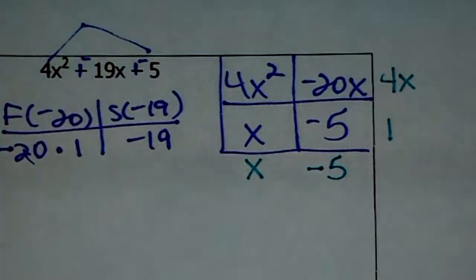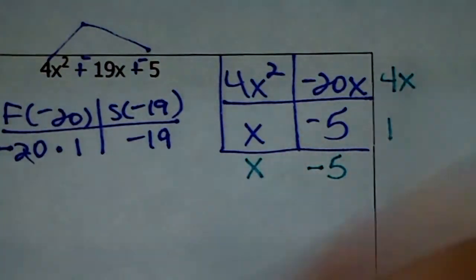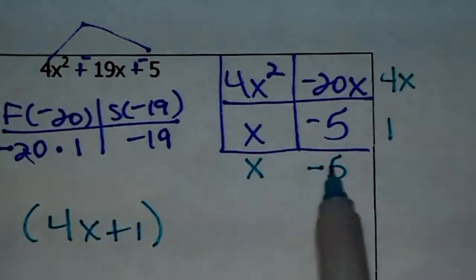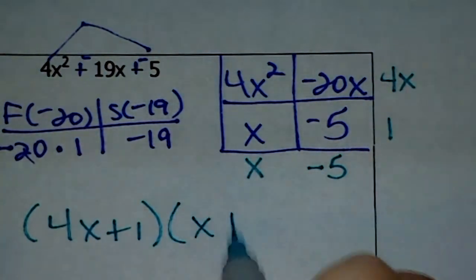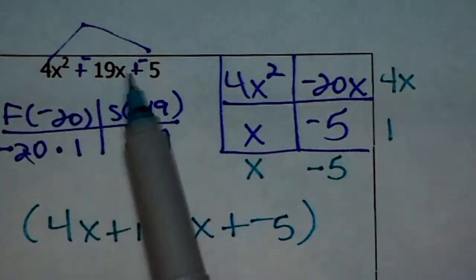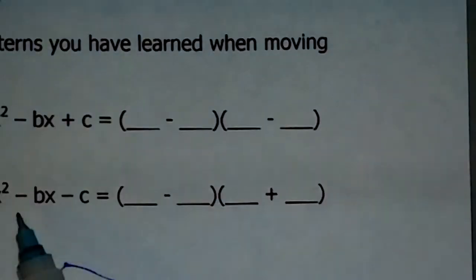All right. So now I see I have a positive 4x, a positive 1. That's going to mean 4x plus 1. And I have an x and a negative 5. That's going to mean x plus negative 5, or x minus 5. And remember we said if it's a minus minus, right above it, you should end up getting one of each. It doesn't matter what order. One of them should be plus, one of them should be minus.